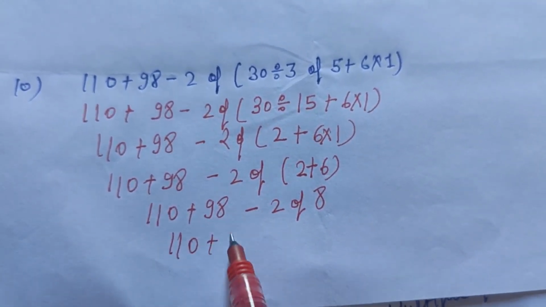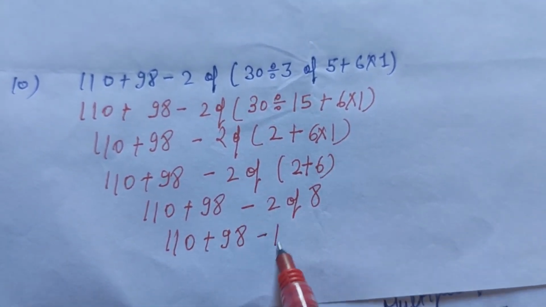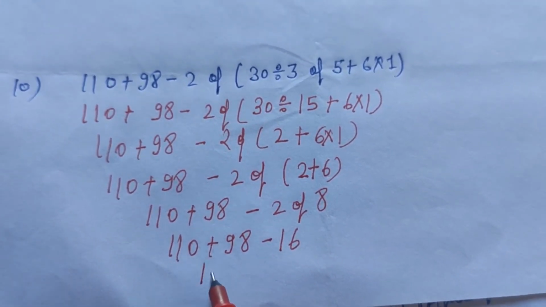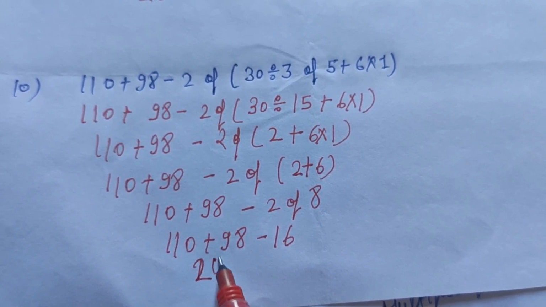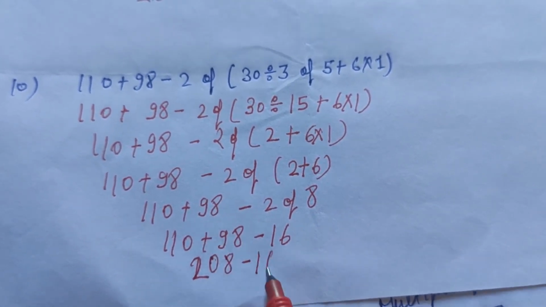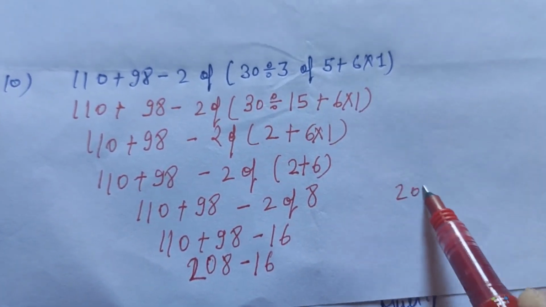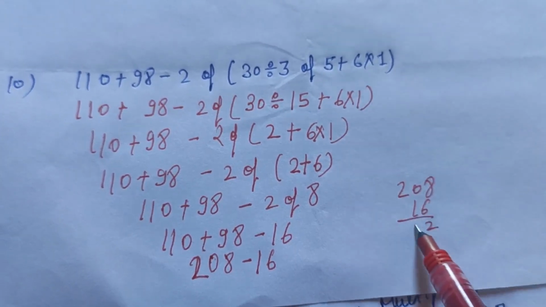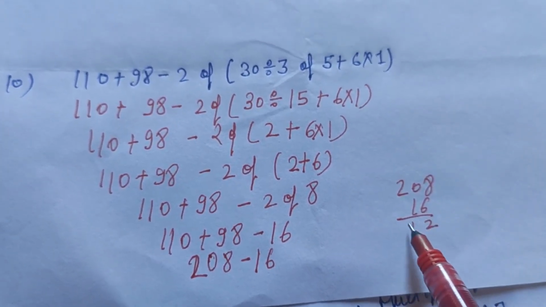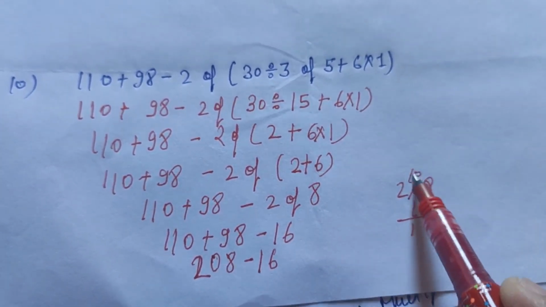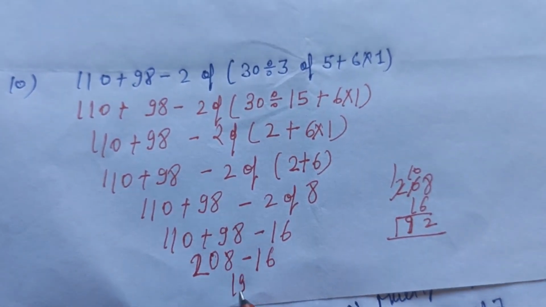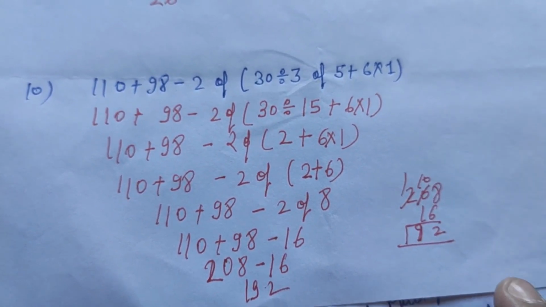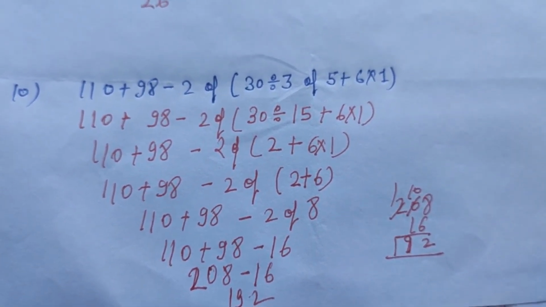Now 110 plus 98 minus 16, then we will add, then we got 208 minus 16. Now 208 minus 16, what? 192 is our answer. I hope you will understand it properly.